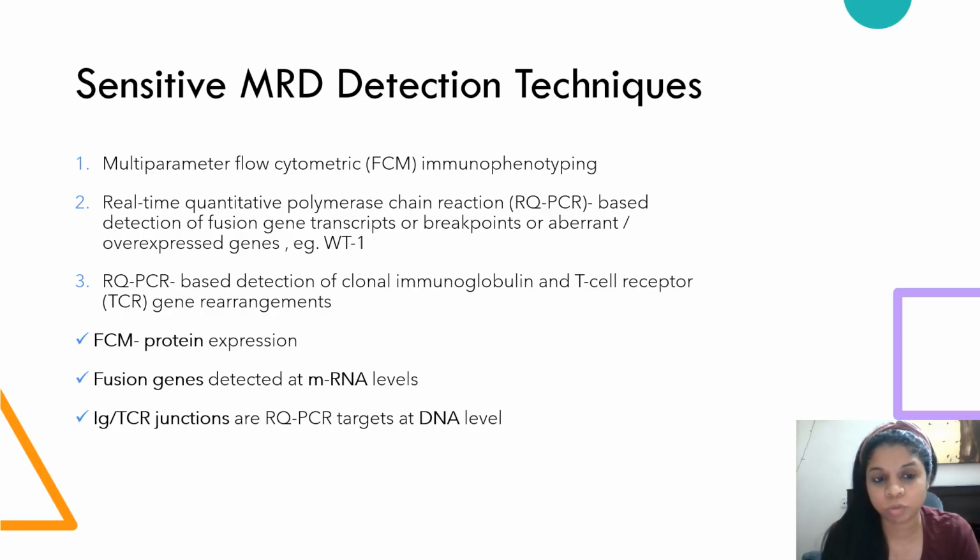rearrangements. So flow cytometry is done by protein expression. Fusion genes are detected at mRNA level in the RQ-PCR technique, and then the immunoglobulin or T cell receptor junctions are detected at the DNA level. Because of their principles, these techniques detect the change, that is mutation or expression of the markers or genes at different levels, and whichever level you test, you will find that there is a mutation or expression or transcript, etc.